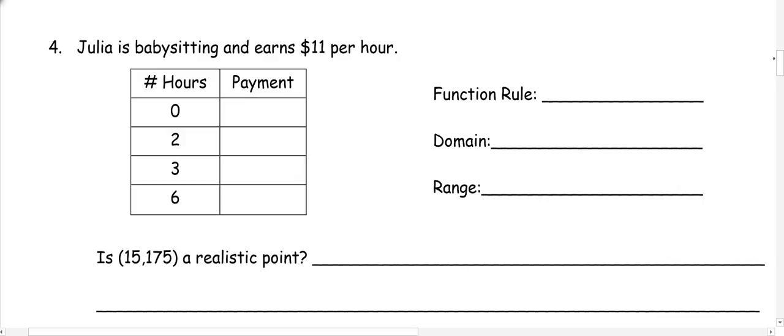Number 4, Julia is babysitting and earns $11 an hour. So P is going to be payment and H is going to be hours. So P equals 11H because she's making $11 per hour.